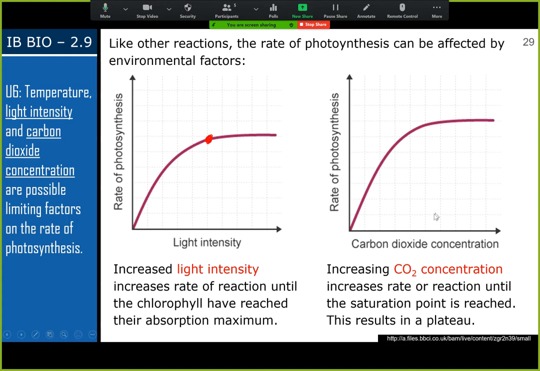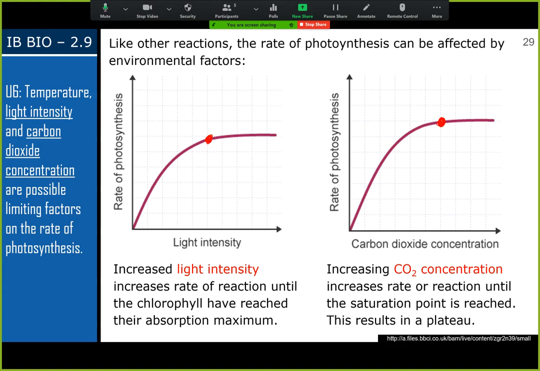Now, the same thing happens with carbon dioxide. So you can increase the amount of carbon dioxide that's available for the plant to use, but eventually you're going to hit that peak. And at that peak, it doesn't matter how much more carbon dioxide you add, the plant is photosynthesizing as fast as it can.